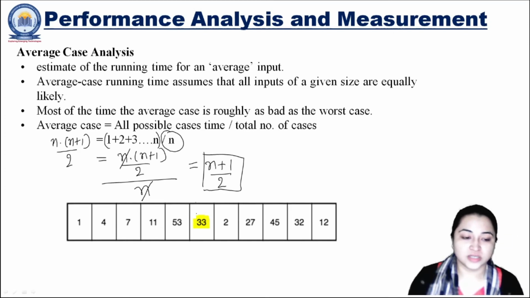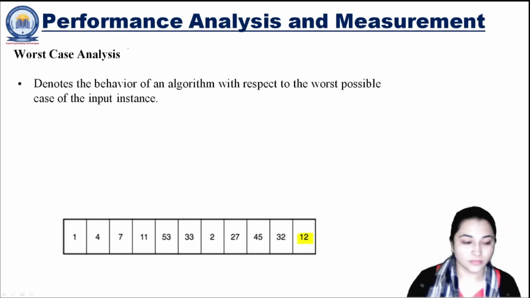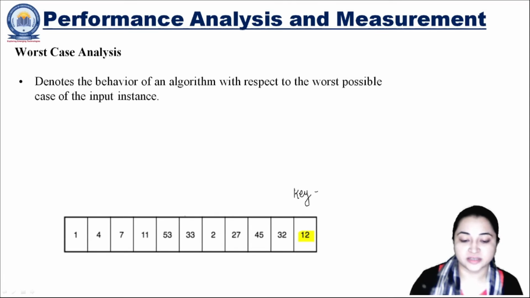Now let us see worst case analysis. So worst case analysis denotes the behavior of an algorithm with respect to the worst possible case of the input instance. So in worst case analysis, we will think of the worst possible case while running or executing an algorithm in terms of some input. So the input element that is key to be found is 12. So 12 is present at the last index, that is nth index. Okay, so in order to find the given key, we have to traverse all the elements till the nth element.